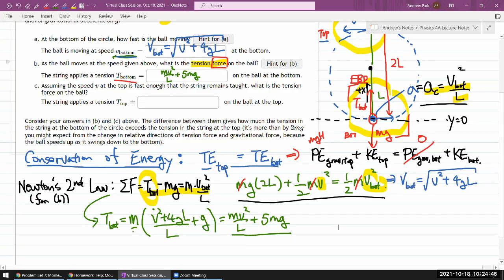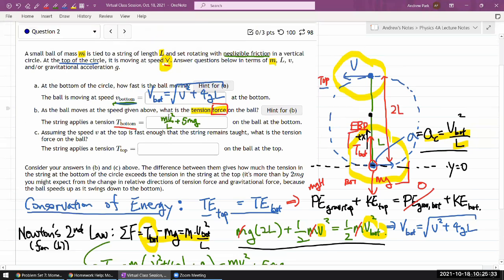Okay. Assuming speed at the top is fast enough that the string remains taut, what is the tension force on the ball? Oh, I see. I think they want me to answer tension force at the top in terms of the speed at the top. Okay, so let me do that. I thought otherwise the answer was too simple. Tension at the top equals 0. But that's at a minimum speed v. And for this question, they are not asking for minimum speed v. So I have to go through the same steps that I went through for part B.